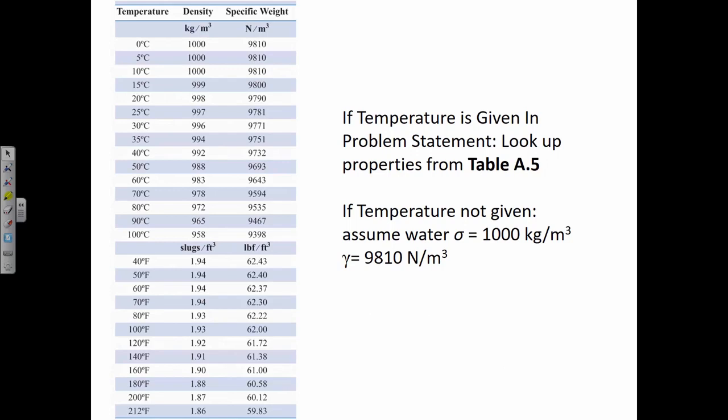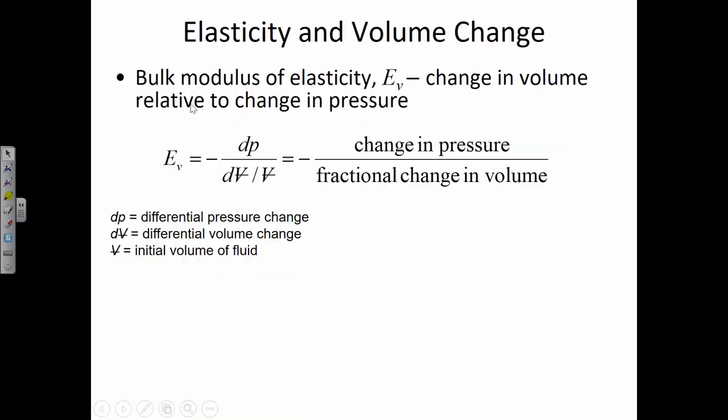Here's the table of fluid properties that I was mentioning. For those of you who don't have the book with you today, those fluid properties are back in the appendix. This is table A5, which is for water. And it's showing both the density and the specific weight as a function of different temperatures.